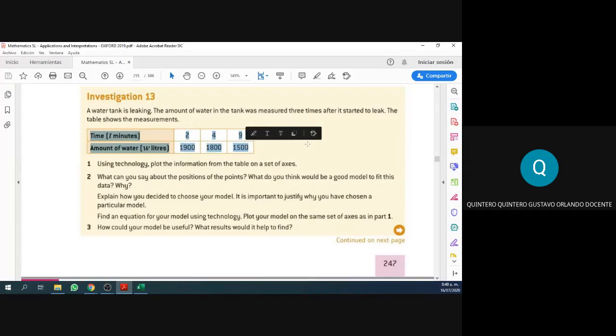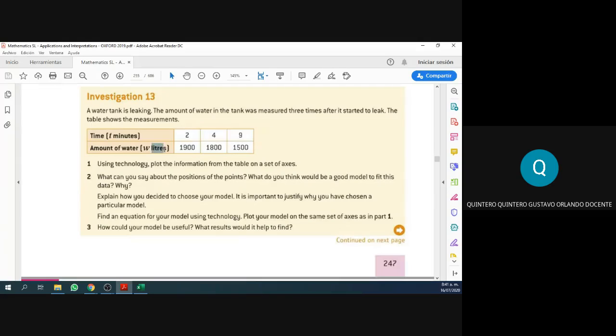This data is the measurements that we have, right? So for example, this is the time in minutes. We measure it at 2 minutes. Then we measure it again at 4 minutes. And the final measurement was taken at 9 minutes, right? Here, by the way, if you're following the book, this is page 247.